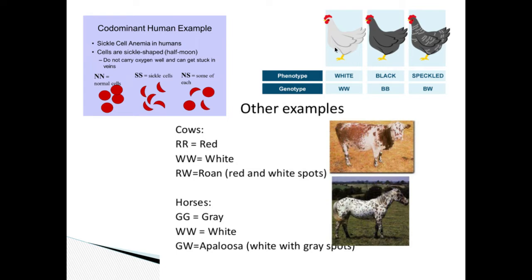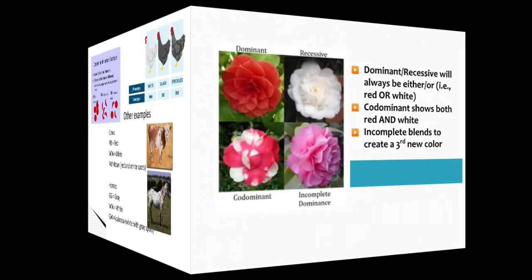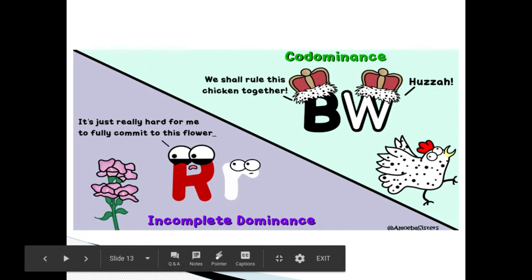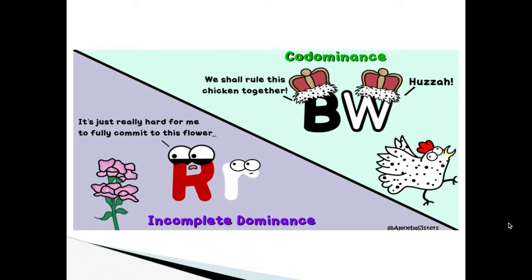Here's a chicken example with a white and black chicken, and then we have what's called a speckled black and white, and the same thing for roan cows and horses. So in this case, the dominant or recessive will always be either or, so red or white. Codominant will show both. This is red and white, and this is incomplete, which will blend to make a third new color. So that's a blend. So again, incomplete dominance, blending, codominance, both show together.